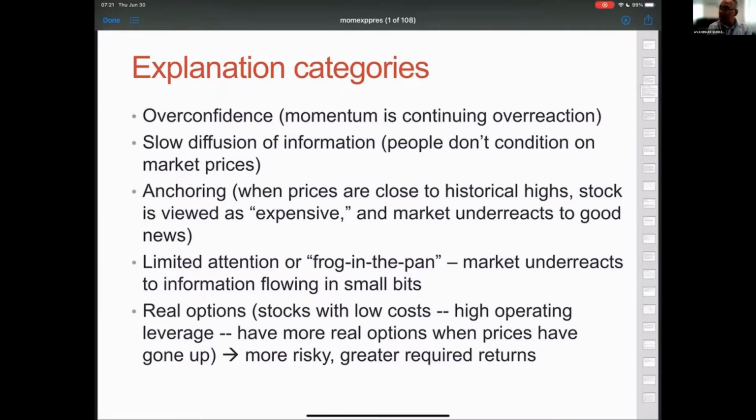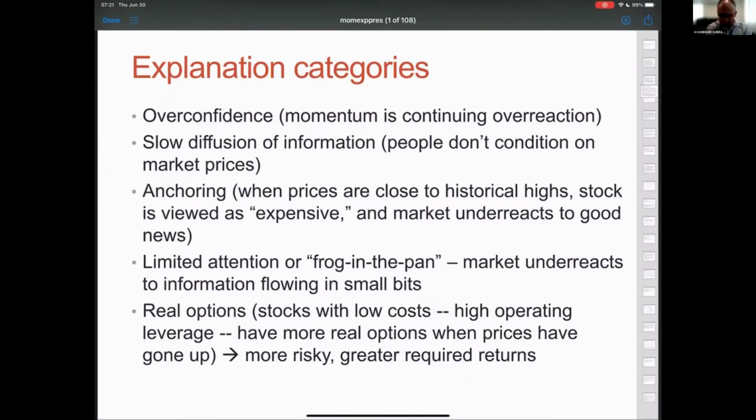So the reason momentum arises is because people underreact to information that flows in small chunks, small bits, as opposed to large chunks. The reason the analogy is with frog in the pan is because essentially, if you put the frog in a pan and bring the water slowly to high temperatures, the frog doesn't react properly to it. Putting it in boiling water, it will jump out, but you heat up the pan slowly and it won't notice it. So that's the logic in the analogy, okay?